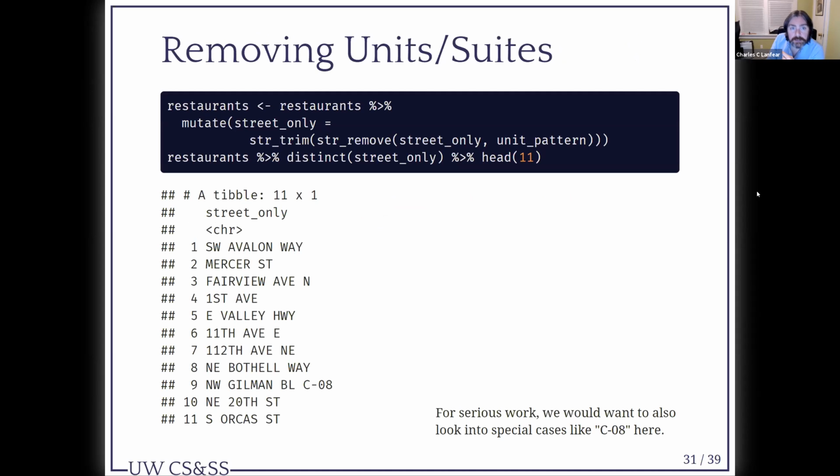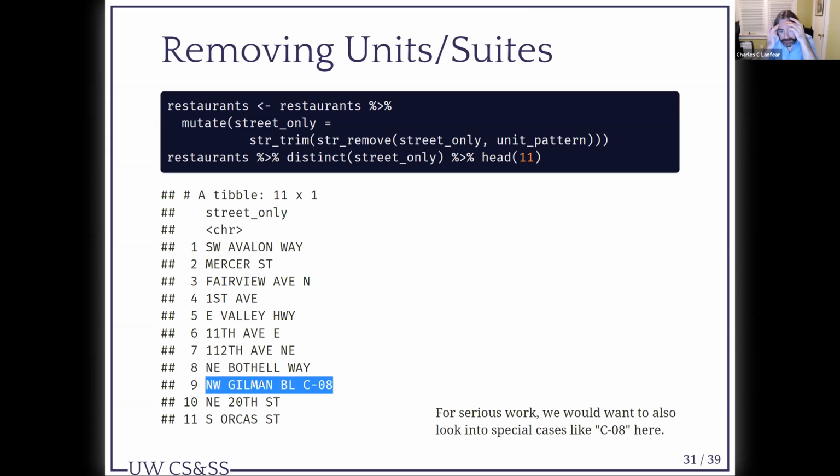Let's do it. So now I say, take my restaurant's data, mutate the street only to be the result of string trimming. I want to get rid of extraneous spaces. String removing my original street only based on that pattern. Then I look at distinct streets and I get this. So I've cleaned off all my unit numbers. I didn't know what this was, so I left it alone.